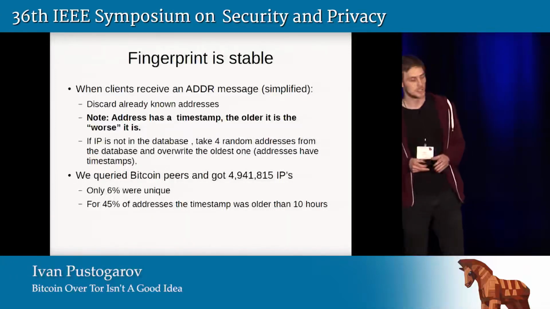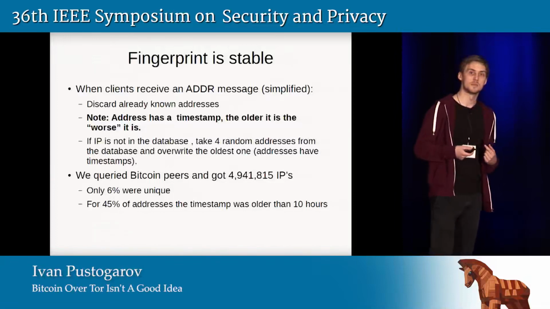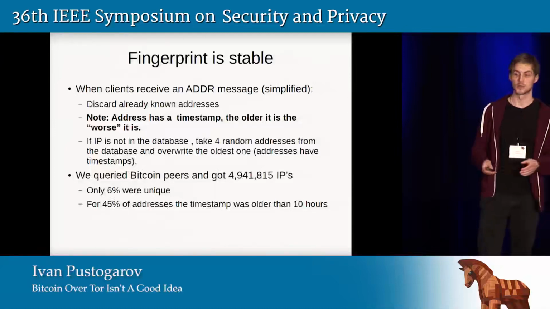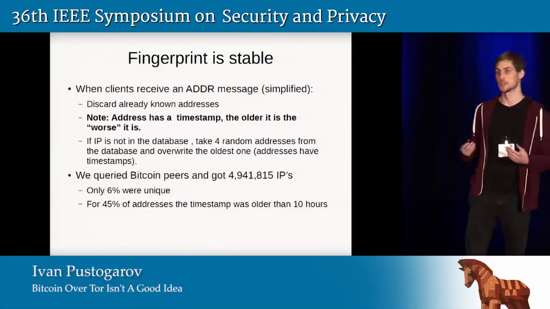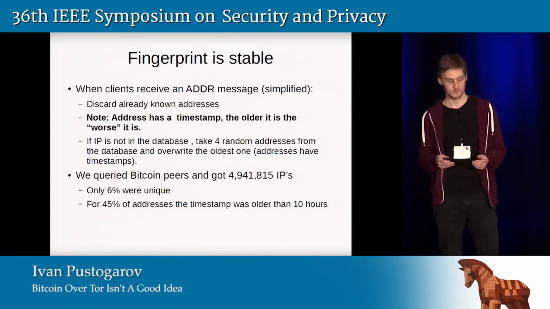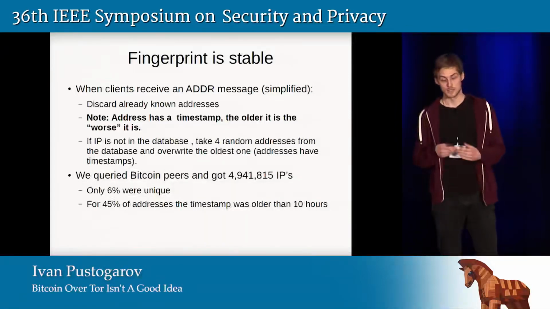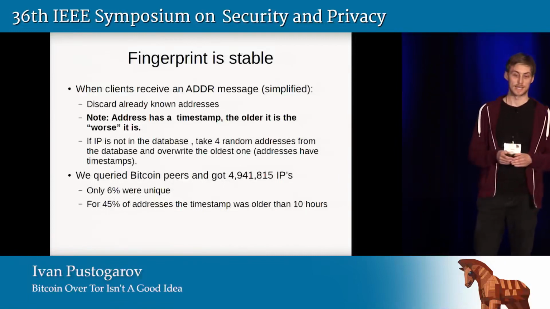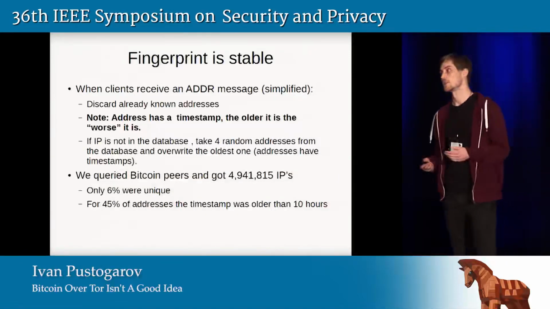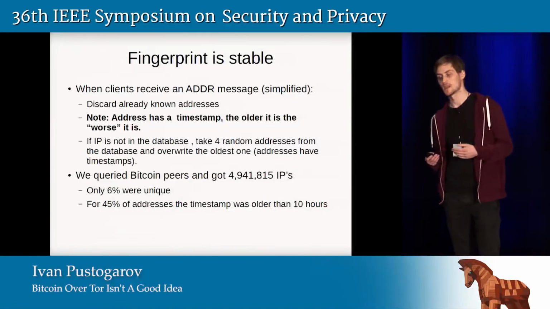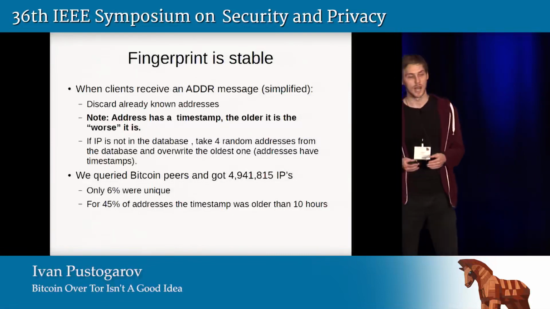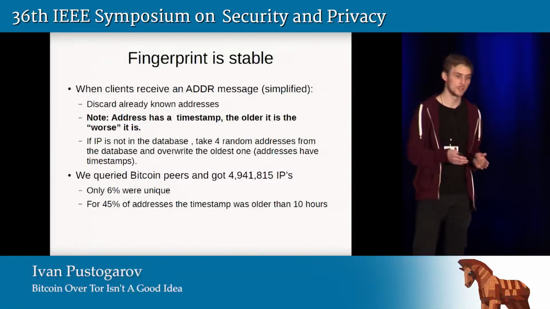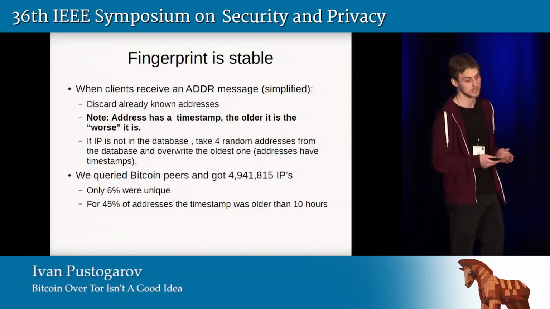And it is based on the fact that, first of all, as a Bitcoin peer, I only store IP addresses about which I don't know. And our experiments show that only about 6% of the IP addresses which I receive are unique or new. And the second thing is that each IP address has a timestamp. Whenever I decide to store an IP address, I need to put it into some slot which is occupied by some other IP address.